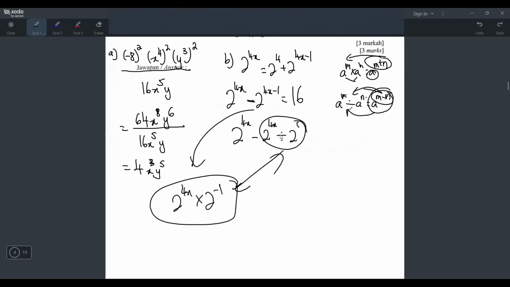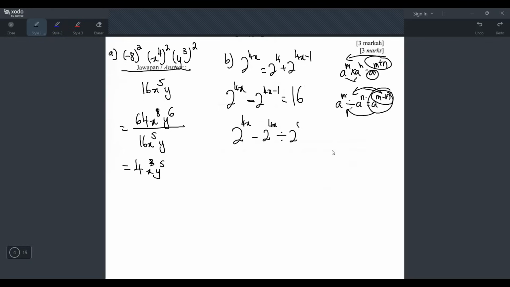If I write divide, then I don't put the minus, because divide already means minus. But if I write times, then I write minus. So you can write like this also, like this also. But I will stick with what I wrote in the beginning. So I'll erase this. And then don't forget the equals 16.